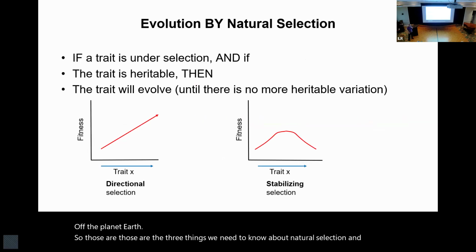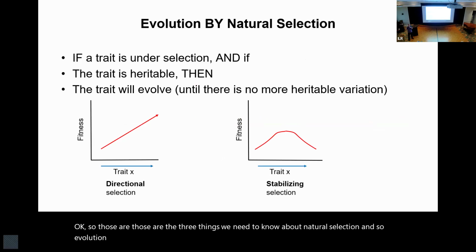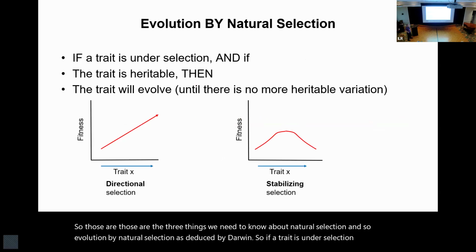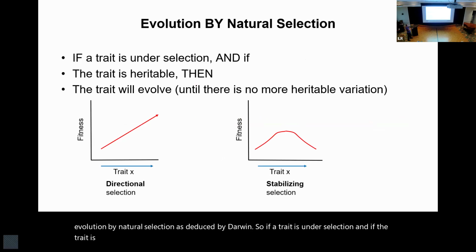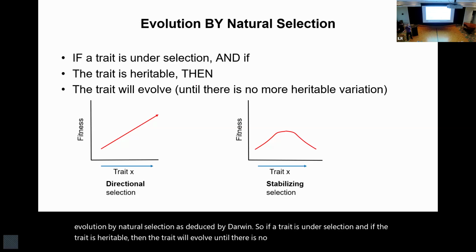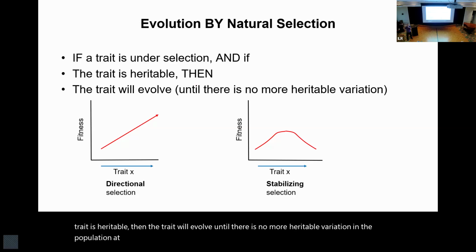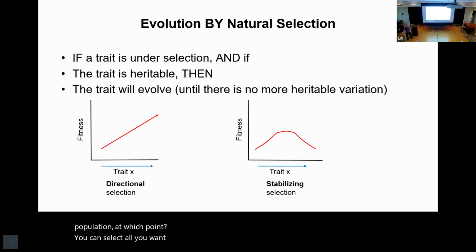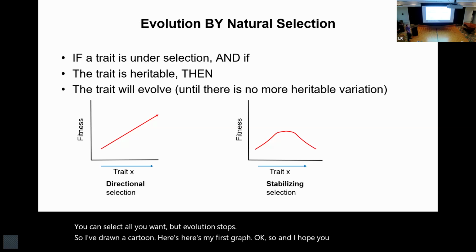And so evolution by natural selection, as deduced by Darwin: if a trait is under selection and if the trait is heritable, then the trait will evolve until there is no more heritable variation in the population, at which point you can select all you want, but evolution stops. So I've drawn a cartoon. Here's my first graph. I hope you can see that in the back.